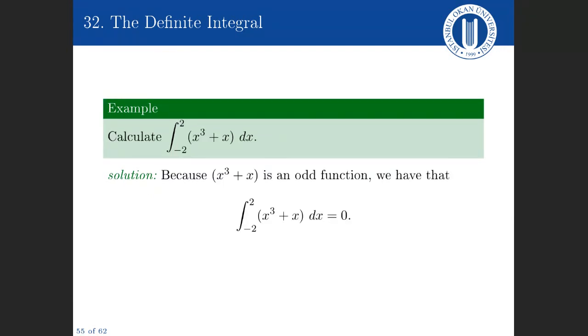Calculate the integral from minus 2 to 2 of x cubed plus x dx. We know how to do this. We have an odd function. And remember, the integral of an odd function, if it's from minus 2 to 2, must always be 0. We don't need to calculate much, we just remember the rule and we write down that the answer is equal to 0.